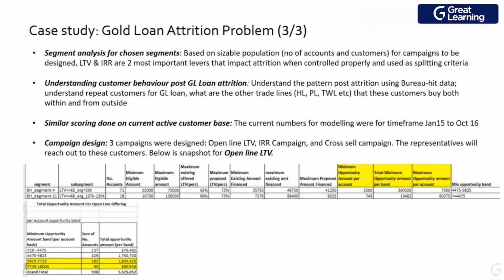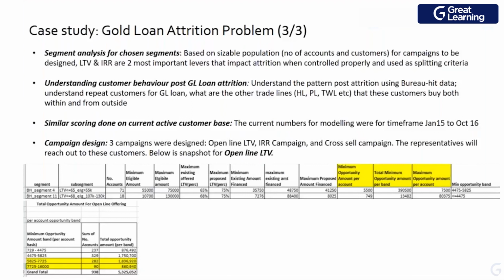One is the open line LTV. When I say open line LTV, it means for these specific customers, we will increase the LTV, which is loan to value, that we are giving to them. If a customer is at 40% currently, we will give them 60 or 70%. Those are the customers who will respond better to open line LTV. Next is the IRR campaign, wherein we reduce the rate of interest. If you're currently charging them 16%, you will probably give them 2% less, say 14%. These are the customers who will respond to the IRR campaign.